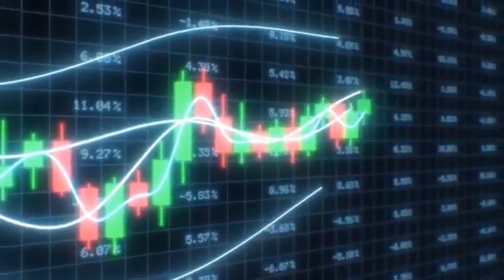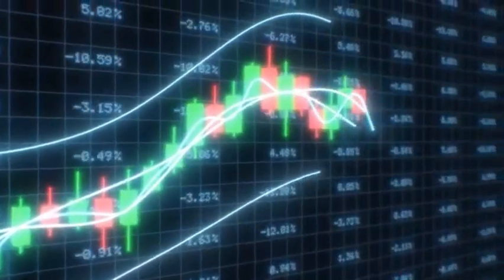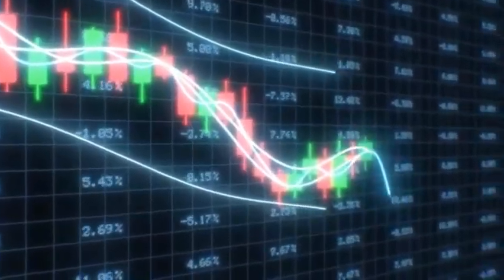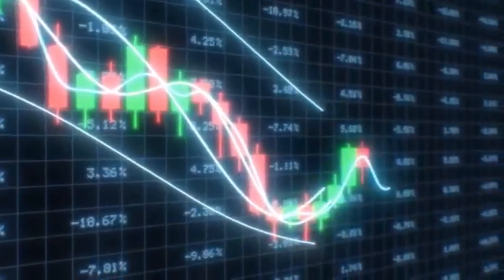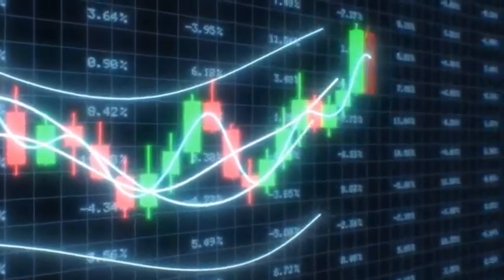Descending triangle. This one is the bearish cousin of the ascending triangle. It forms when the price creates lower highs, but the support stays at the same level. This shows that sellers are in control, pushing the price down. When the price breaks below support, it signals that the downtrend could continue.